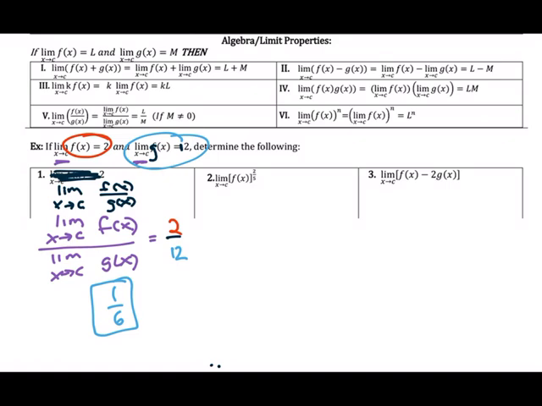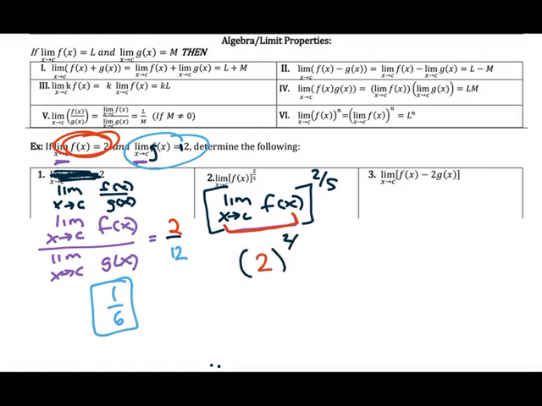Number 2 says the limit as x approaches c of f of x to the power of 2 over 5. Well, this is the same thing as the limit as x approaches c of f of x, and this limit being raised to the power of 2 over 5. And here's why that helps us. We know that this is equal to 2. So now we're saying we have 2 being raised to the power of 2 over 5. So that's going to be 2 squared, or 4, to the power of 1/5. And I'm going to just leave that answer like that.